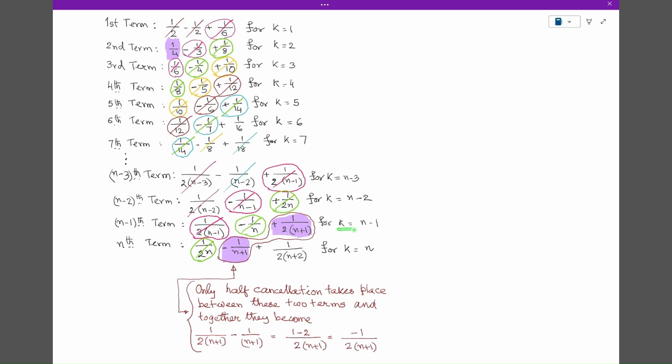and for k is equal to n minus 1, the n minus first term becomes 1 divided by 2 multiplied by n minus 1 minus 1 by n plus 1 divided by 2 multiplied by n plus 1. And finally, the last term, k is equal to n, or the nth term, becomes 1 divided by 2n minus 1 divided by n plus 1 plus 1 divided by 2 multiplied by n plus 2.